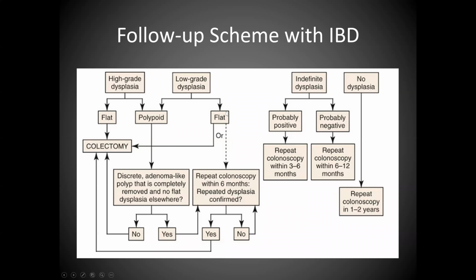But if it's flat dysplasia, very often, even if it's low-grade, that will go to colectomy. But in some circumstances, they will repeat colonoscopy frequently at six-month intervals to confirm, or cycle the patient more frequently there if the patient's a high surgical risk. But flat high-grade dysplasias are all going to go to colectomy if the patient's a suitable surgical candidate.